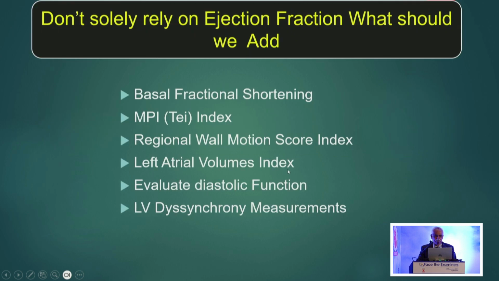So this is the second parameter which can be used, and it is very useful in assessing the left ventricular systolic function. Then the other parameters I'll just mention and I'll finish within this 1 minute. These are the other parameters. You can use the basal fractional shortening, the myocardial performance index, otherwise called the TEI index, and the other one is the left ventricular tissue Doppler imaging, and the dyssynchrony measurements also can be done for assessing the systolic function. Will not go into the detail.